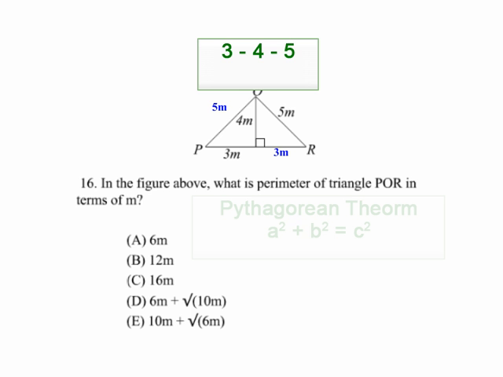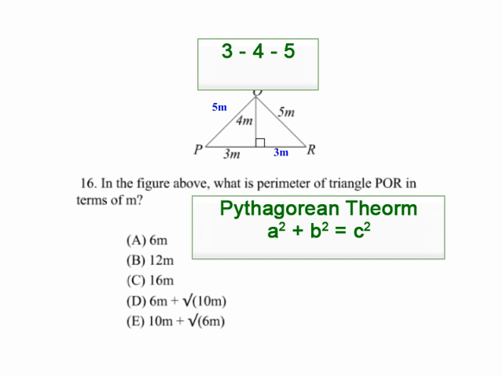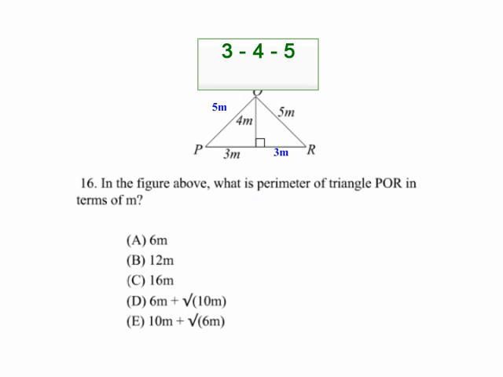You could also solve this using the Pythagorean theorem, a squared plus b squared equals c squared, and get the same results, but the 3, 4, 5 is not only quicker, it's more efficient. You don't have any room for computational error. So remember, 3, 4, 5 right triangles show up all the time on the SAT. So if we add our sides together, we get 5m plus 3m plus 3m plus 5m, 16m.